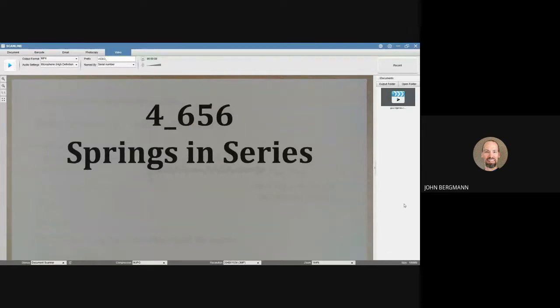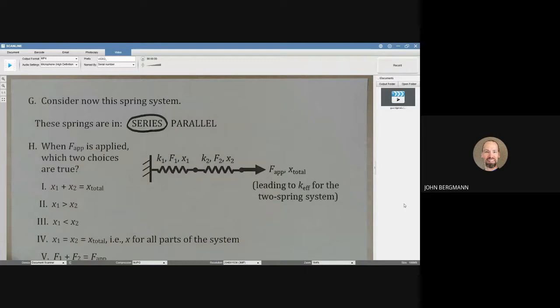This video is on springs in series. Those two springs are in series, one right after the other. In the World Series, you play one game, and then after that, you play another game, and then you play another game after that. So when we say series in physics, we mean one right after the other.